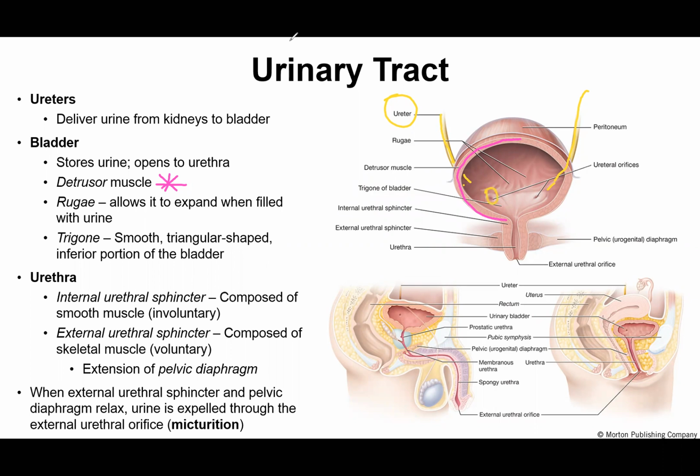There's one point of the trigone. Here's the second point of the trigone. And then the third point of the trigone is sort of at the entrance to the urethra. And it's called the trigone because when you put those 3 points together, it looks like a triangle.